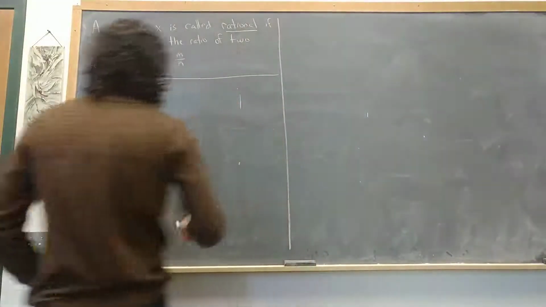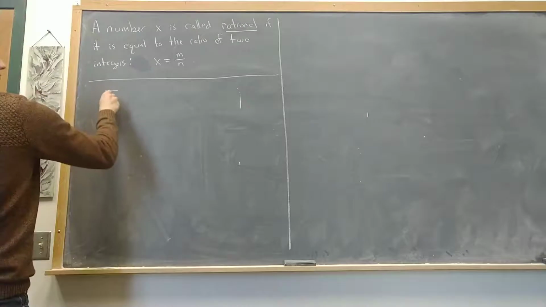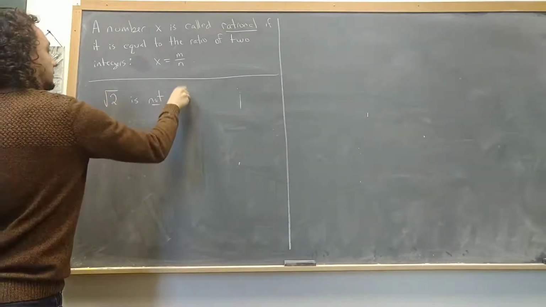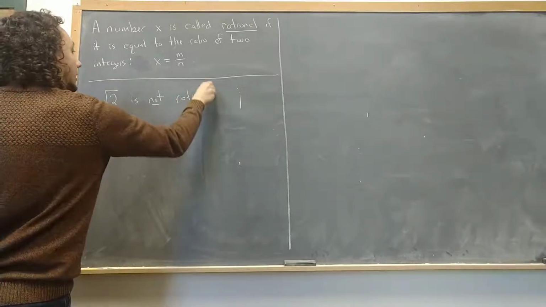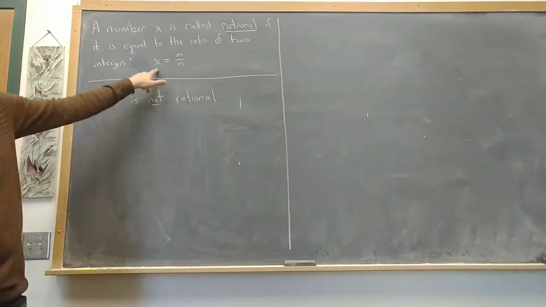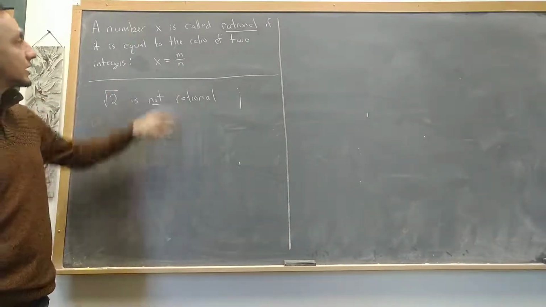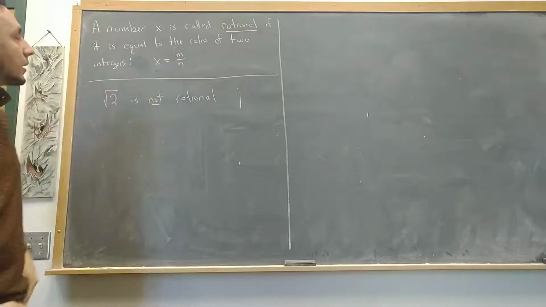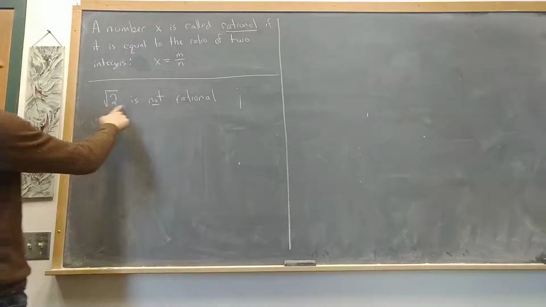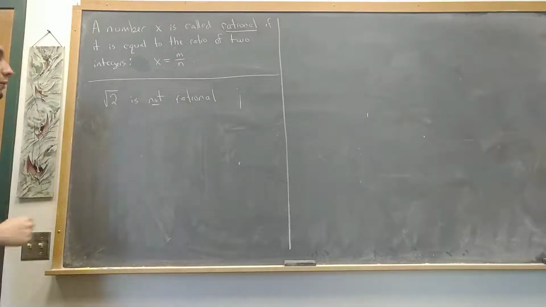Today we are going to talk about the fact that the square root of 2 is not rational. Now a number is rational if it's equal to the ratio of two integers. So x is rational if you can write it as a fraction m over n, where m and n, the numerator and the denominator, are both integers.